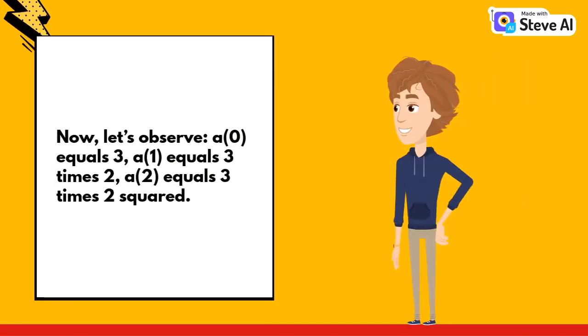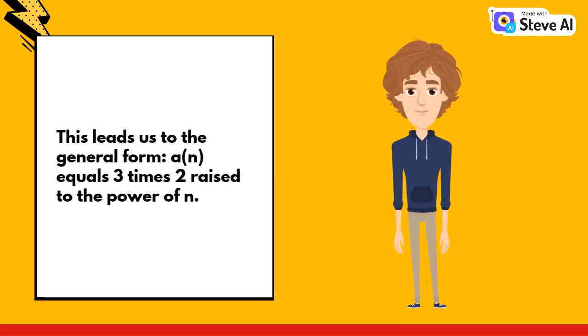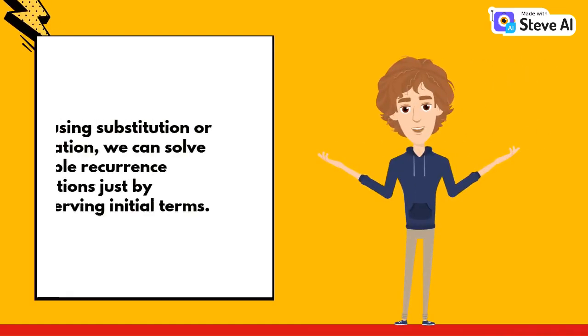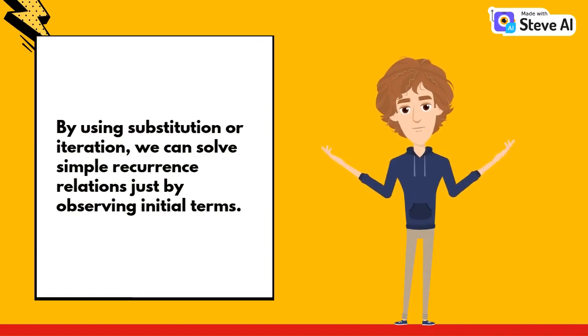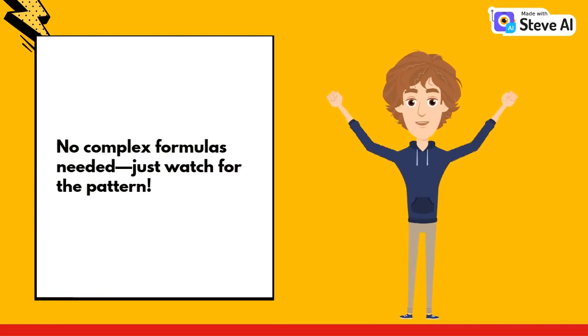Now, let's observe, a(0) equals 3, a(1) equals 3 times 2, a(2) equals 3 times 2 squared. This leads us to the general form, a(n) equals 3 times 2 raised to the power of n. This is the pattern we've discovered. By using substitution or iteration, we can solve simple recurrence relations just by observing initial terms. No complex formulas needed, just watch for the pattern.